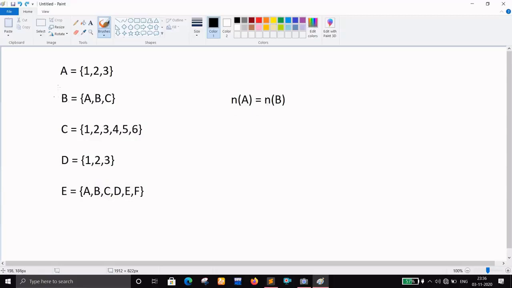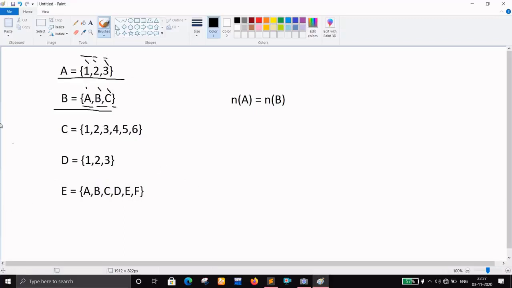So in this case, A and B are equivalent sets because no matter what the elements are, maybe the elements are different and really that does not matter. See, in this case, it has A, B, and C, but here it has 1, 2, and 3. The elements are different. But can you notice both have the same number of elements? 1, 2, 3. 1, 2, 3. So, these are equivalent sets.